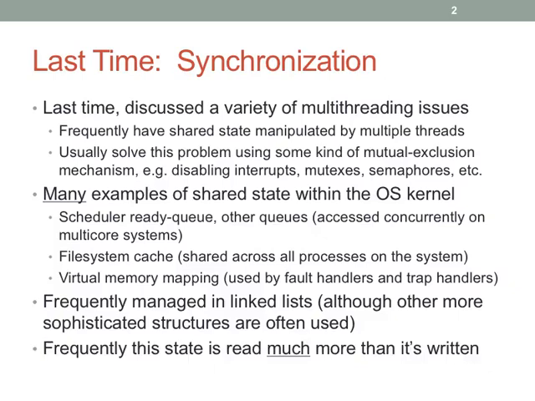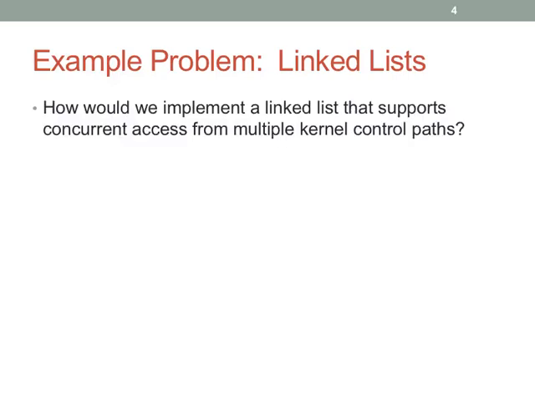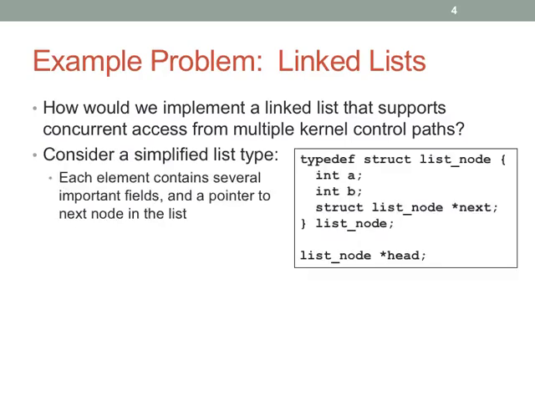Other observation: most of the time this state is read. You will write to things, but most of the time it's actually read. So given that that's the case, how would we create an implementation of a data structure that supports concurrent access, mostly has readers, and isn't too painful to interact with?